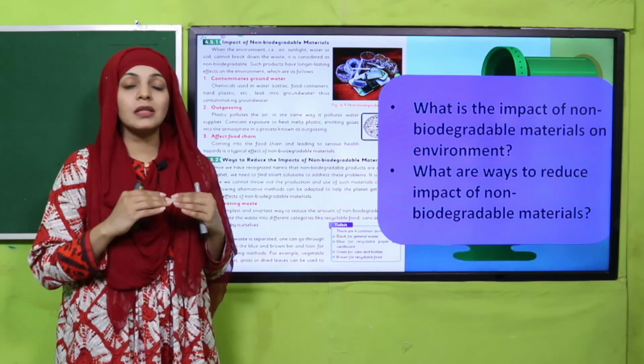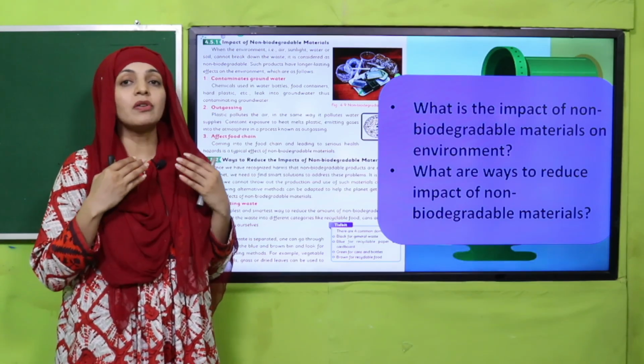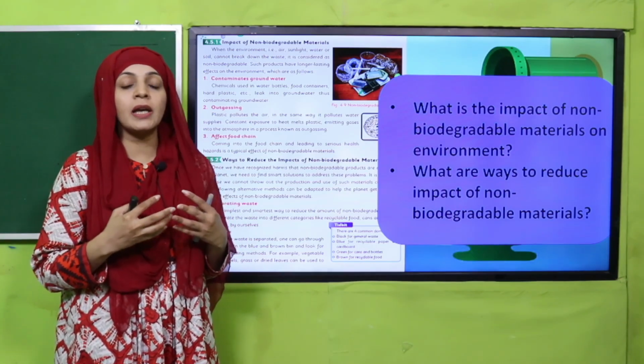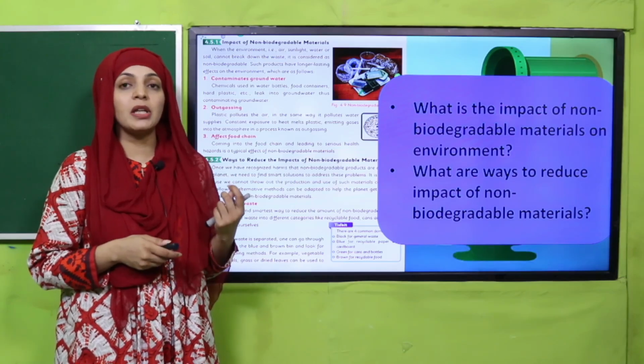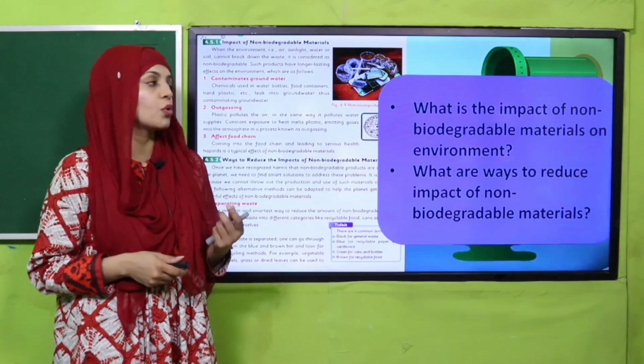We must lessen the use of plastic bags. इसके अलावा recycling के ऊपर ज़्यादा से ज़्यादा focus करना चाहिए ताकि जो है non-biodegradable materials का impact कम हो जाए.